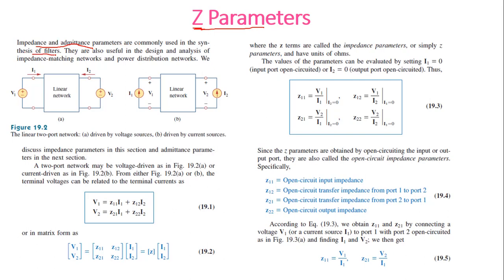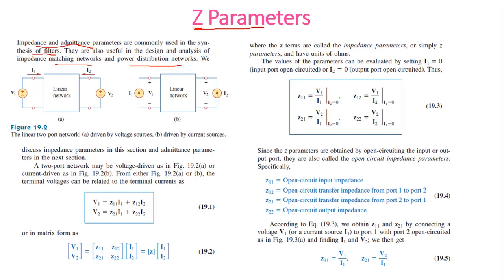How can we define a filter? A filter is something which filters a particular signal. So these parameters are used in the synthesis of filters. They are also useful in the design and analysis of impedance matching networks and power distribution networks. First, we'll be discussing the impedance parameters.